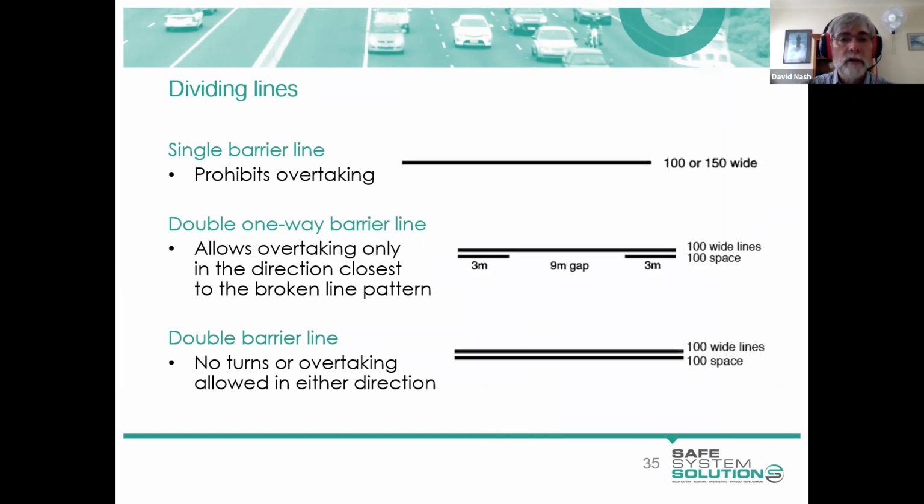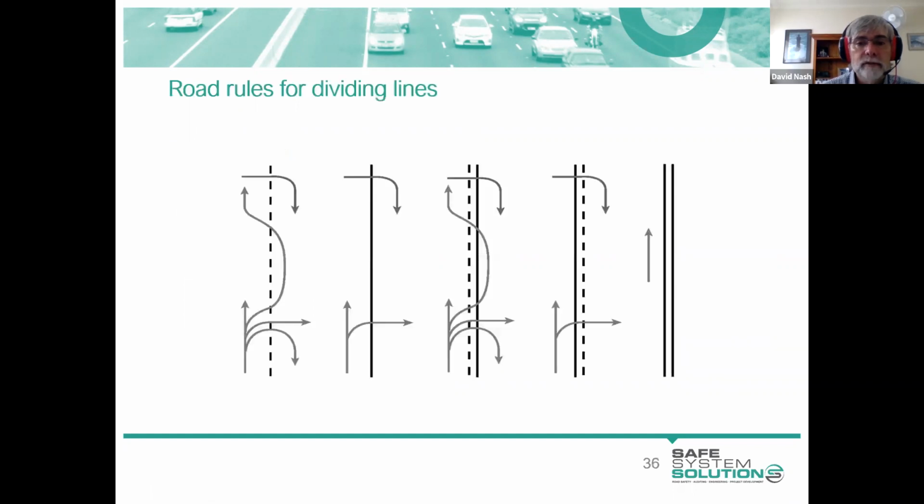Okay, now dividing lines, as well as being broken dividing lines, can be single barrier lines which prohibit overtaking. They can be one-way barrier lines with a continuous line on one side and a 3-metre line and 9-metre gap on the other side, which allows overtaking in one direction but not the other. And it can be a double barrier line which says no turns and no overtaking allowed in either direction. So you're probably mostly familiar with that from driving around and from whenever you got your learner's permit. So these are the ways in which the road rules apply.